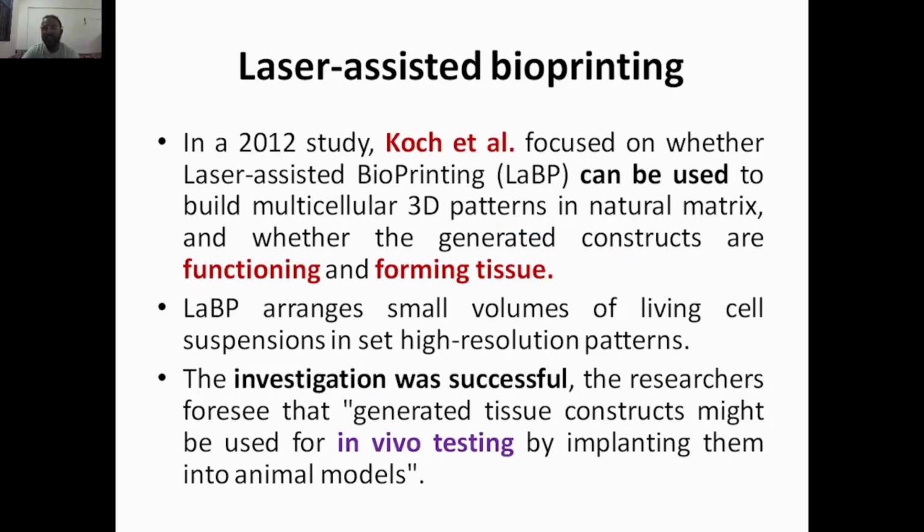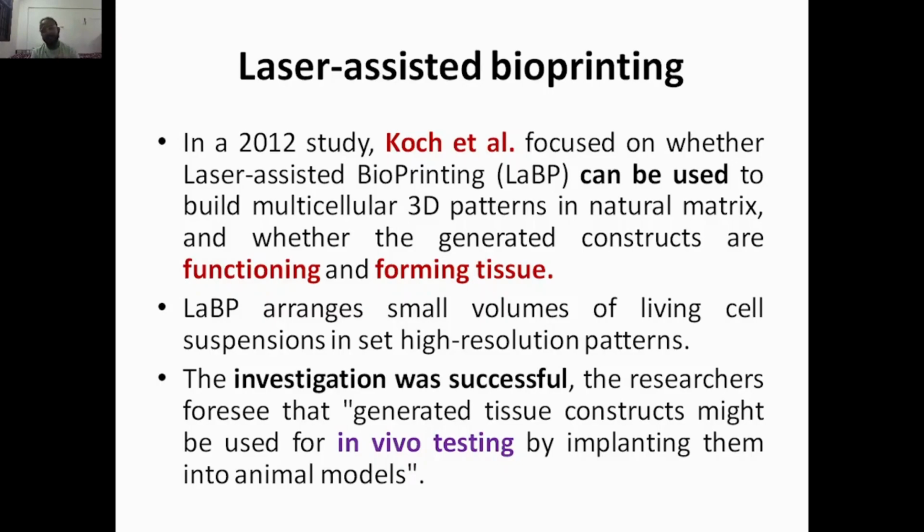Next, we have the next technique, laser assisted bioprinting. There was a study conducted by Koch et al. They focused on whether laser assisted bioprinting, that is LaBP, can be used to build multicellular 3D patterns in a natural matrix, which means 3D printing, and whether the generated constructs are functioning or forming tissue. That was studied in 2012, which is very recent.